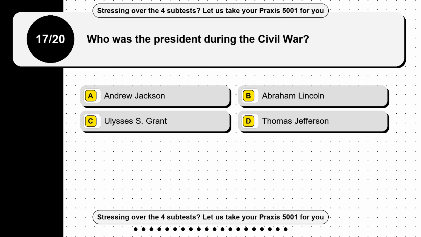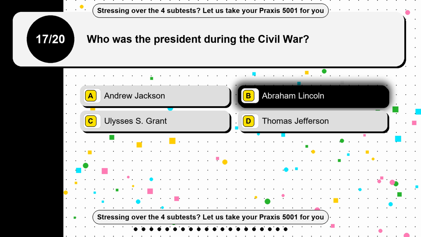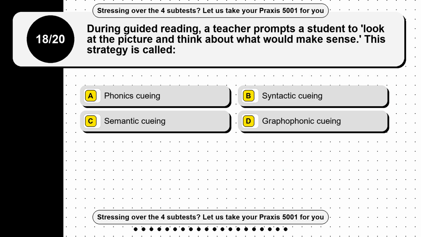Question 17. Who was the president during the Civil War? Option A. Andrew Jackson. Option B. Abraham Lincoln. Option C. Ulysses S. Grant. Option D. Thomas Jefferson. The correct answer is option B. Abraham Lincoln.